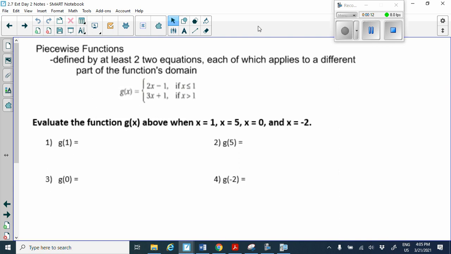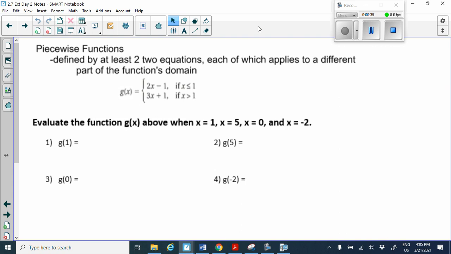Well, basically it's defined by at least two equations, and for this purpose we're only dealing with linear equations, each of which applies to a different part of the function's domain. Now, when you do piecewise functions, you really can do a lot of different stuff. We could be dealing with quadratics, exponentials, absolute functions, but since we've just been dealing with a lot of linear equations, that's what we're going to be dealing with, okay?